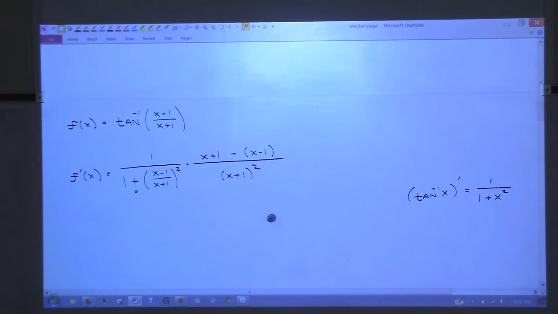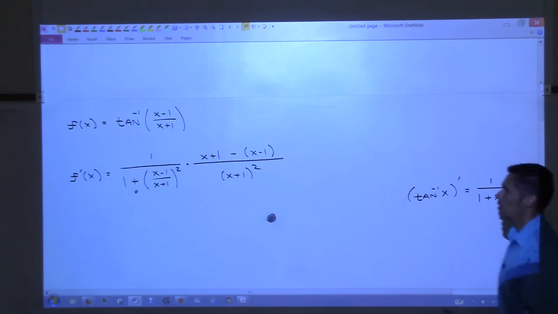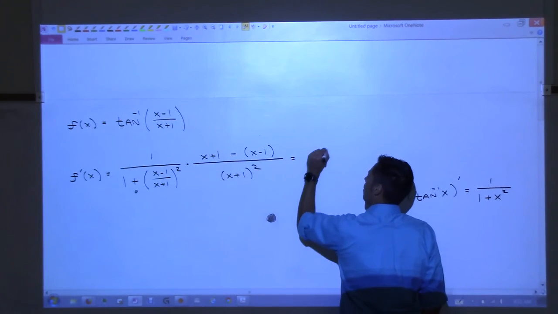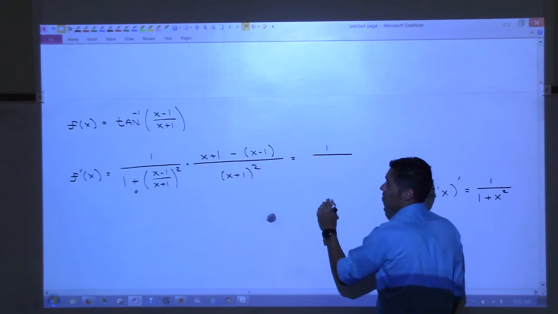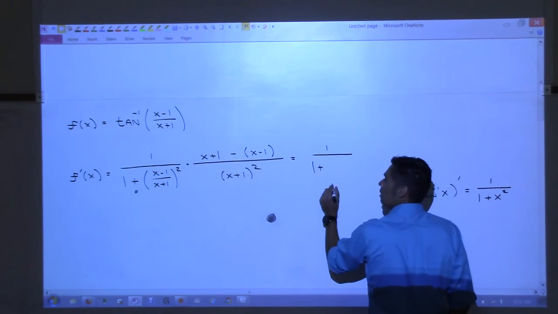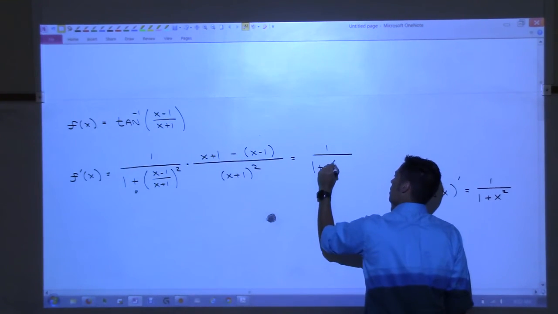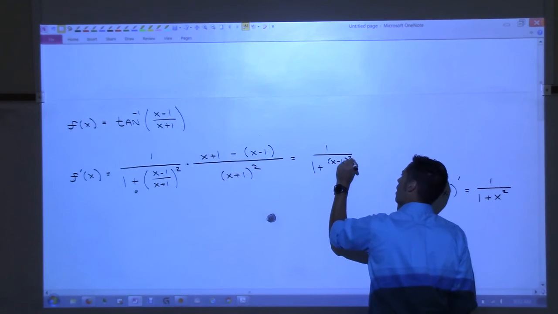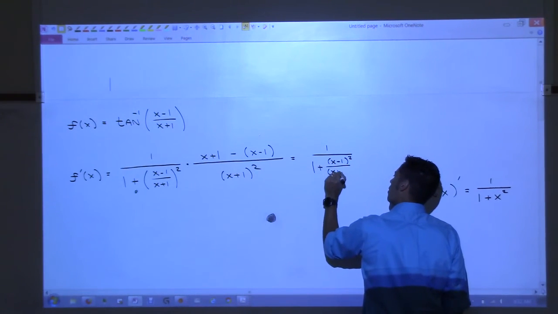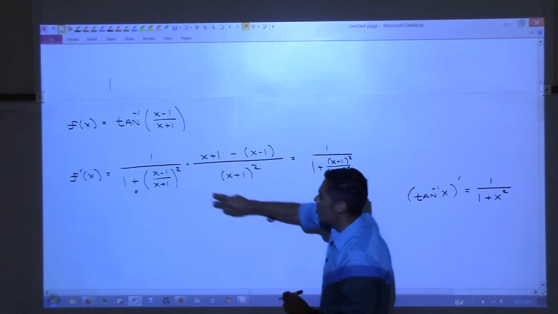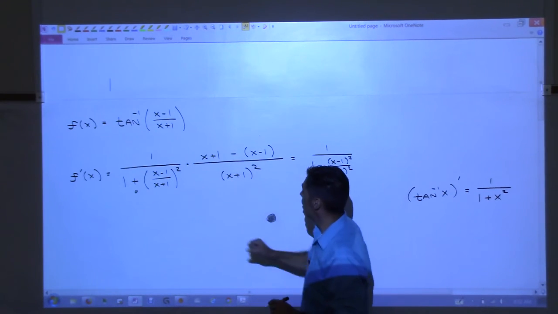Good? Sure? All right, cleanup time. 1 over, we have to set this to 0. That's why I want to clean this up. I'm going to write this as x minus 1 squared over x plus 1 squared. I'm just rewriting this. I'm squaring the top and bottom separately.